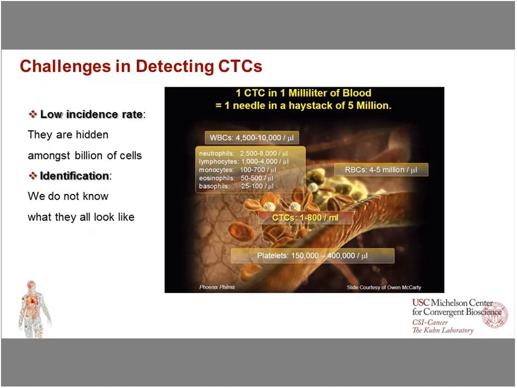But the challenges in detecting CTCs, and therefore analyzing them, make for a very long list. On top of the list, the extremely low incidence rate makes finding a single-digit number of CTCs among millions and billions of other blood cells very difficult. And also, we do not know what they all look like. So the proper identification and classification system is still not clear.